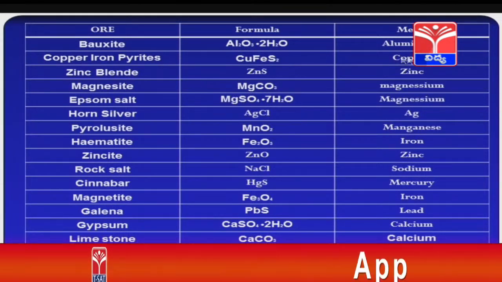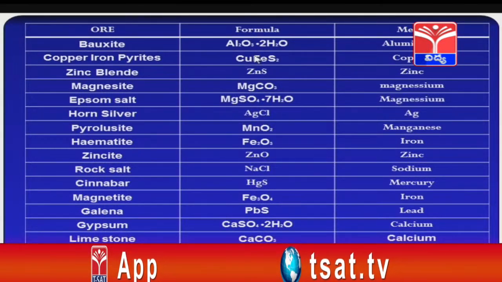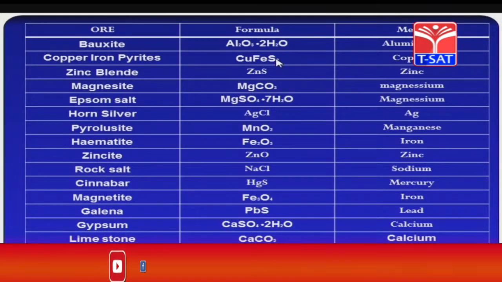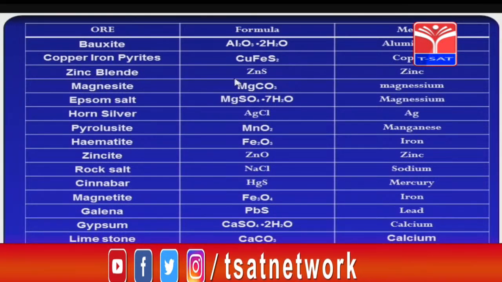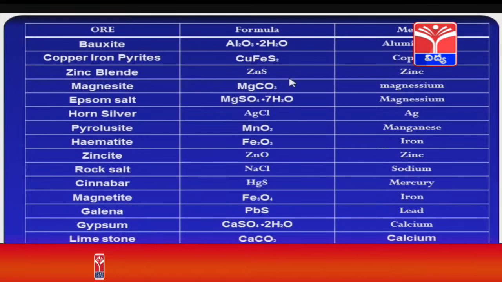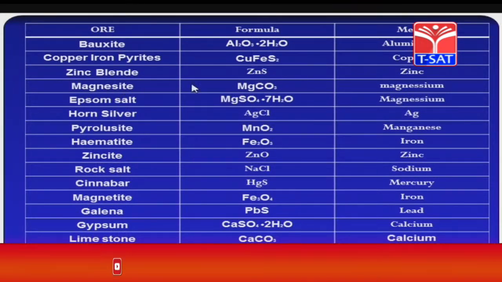It is an ore of metal copper. So, along with copper we have iron and sulfur. So, here what is the impurity? Sulfur. Now, see the next ore, zinc blend. Children, zinc blend is an ore of zinc. It is a combination of zinc and sulfur. So, what is the impurity here, children? Sulfur. This is magnesite. Here it is an ore of magnesium.